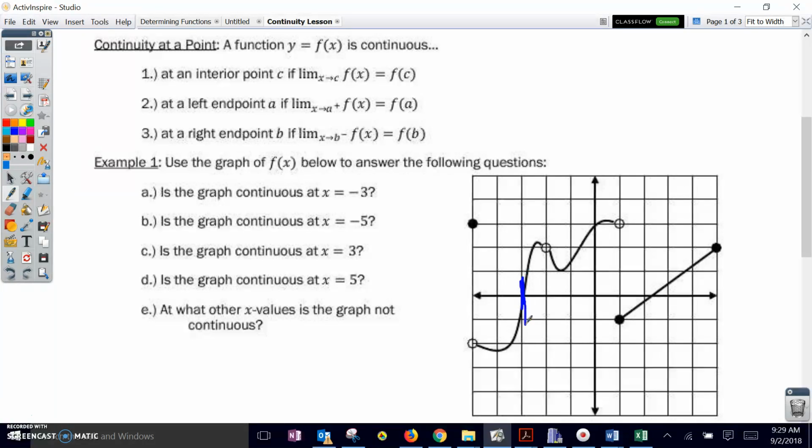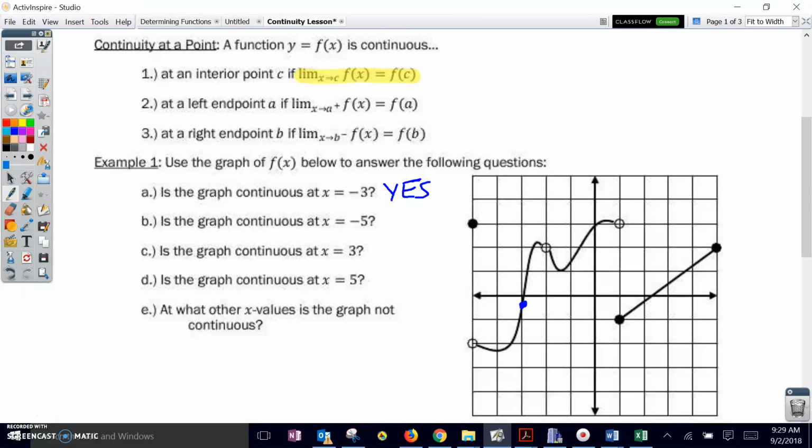So right here at x equals 3. In order for it to be continuous there, that's an interior point, so the limit as x approaches c has to be the same as the value of the function there. And if you look at that particular spot on the graph where x is 3, this point right here indicates the value of the function. Now, does the graph approach that point from both sides? It does. So yes, the graph is continuous at x equals 3, or negative 3.